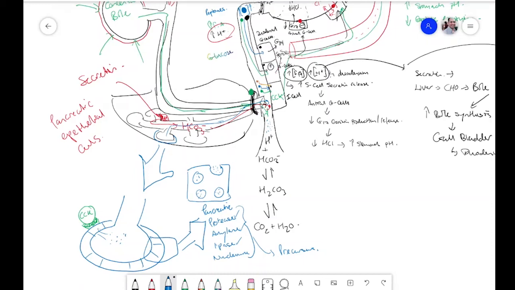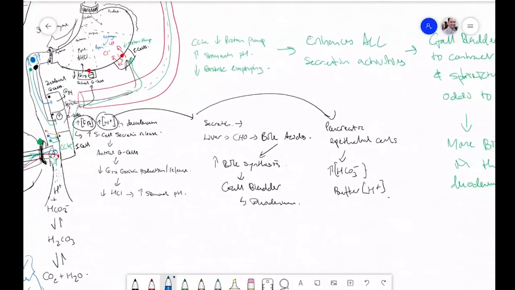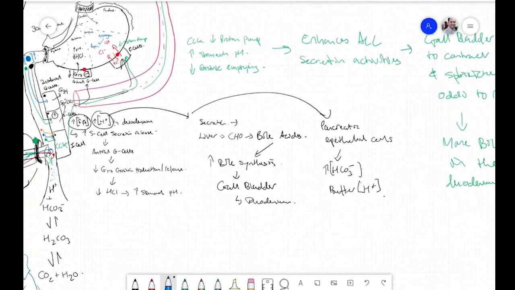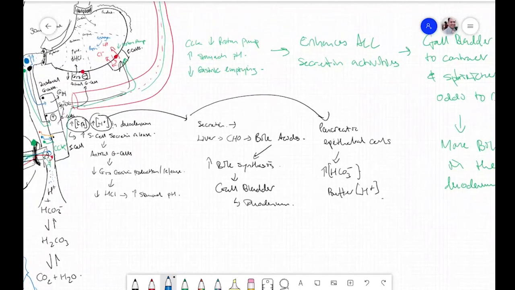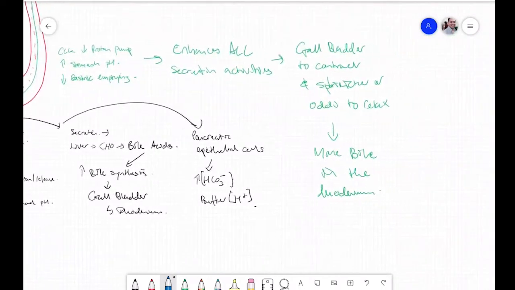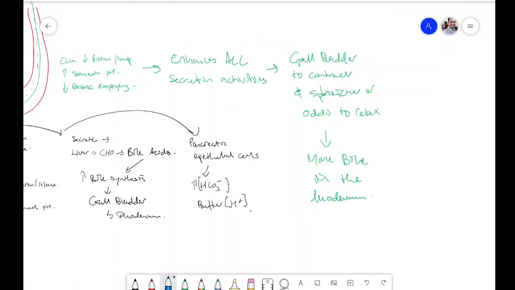So I suppose we better add this to our list of everything the CCK does. So what does it do so far? It decreases proton pump activity in the P cells. It increases the stomach pH, slows down gastric emptying as a result, enhances all of secretin's activities, goes to the gallbladder, causes it to contract, and the sphincter of Oddi to relax, which means more bile is going into the duodenum.